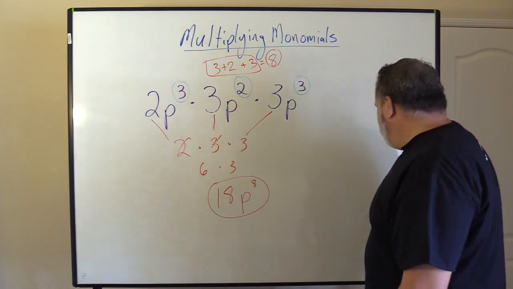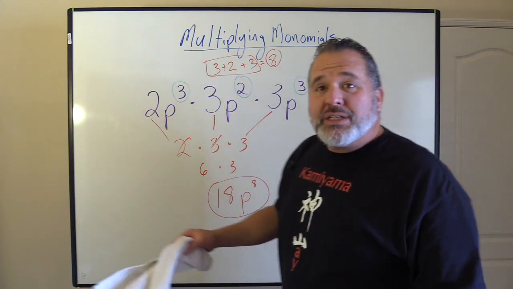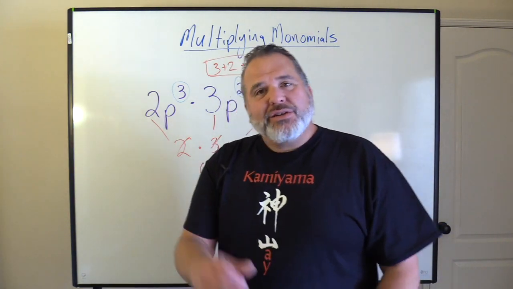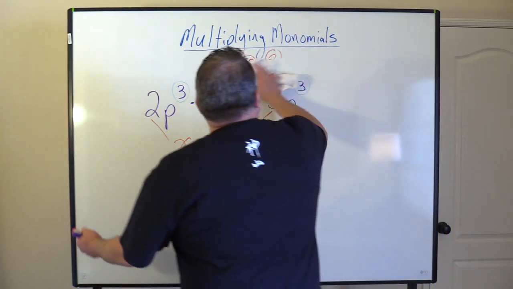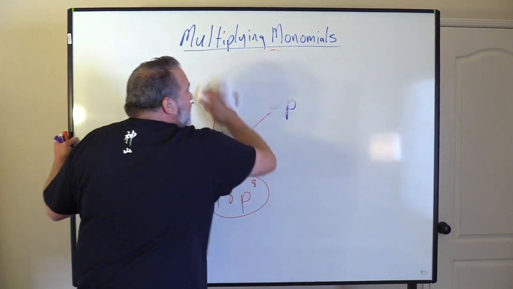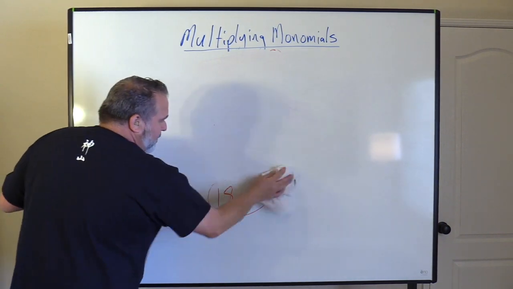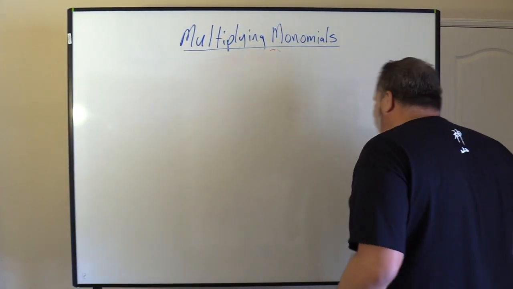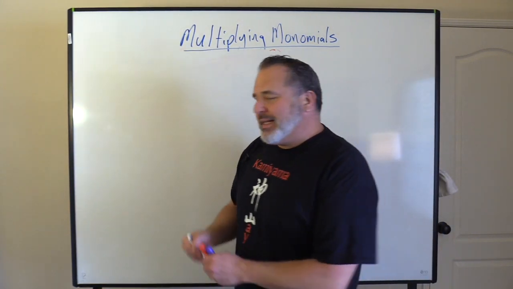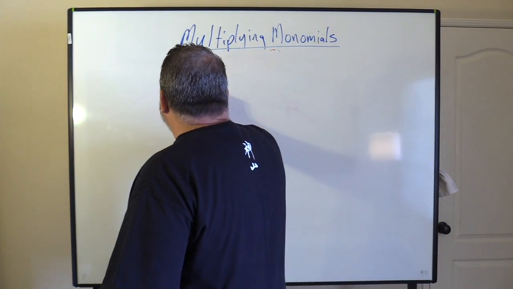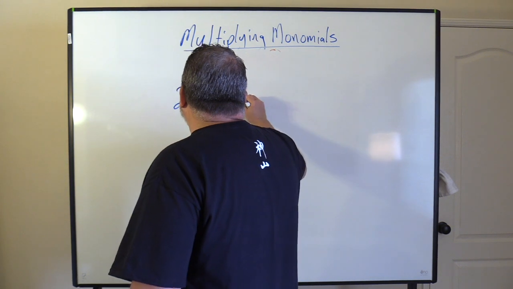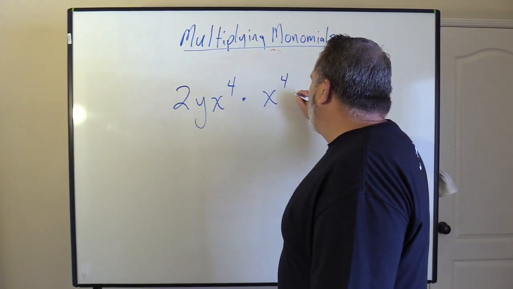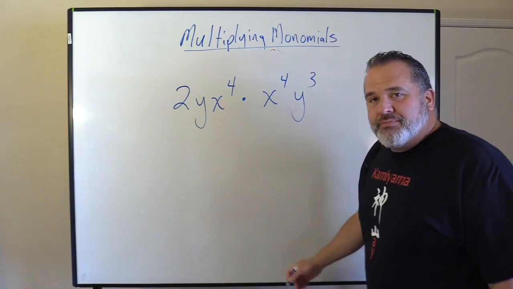Now you may be thinking, well, yo, Kamiyama, what's up? What happens if the variables aren't the same? Well, that's going to change things up a little bit. So let's take a look and see what's going to happen when we have that change. What about if we've got a problem that looks like this? What if we've got 2y x to the 4th times x to the 4th y to the 3rd?